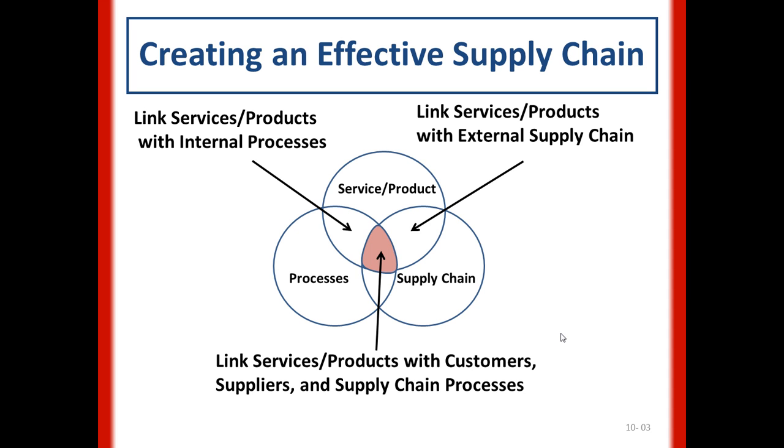The first link relates to how internal processes come together to create products or services to provide to the end customer. The second link relates to the supply chain of suppliers that come together to provide products and services to the organization. The third link relates to service and products with customers, suppliers, and supply chain processes.